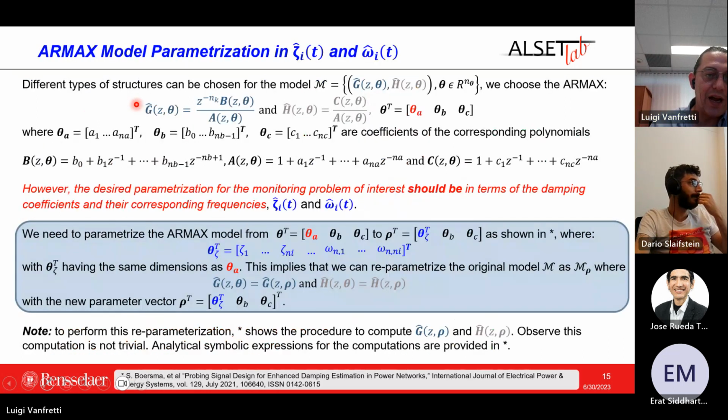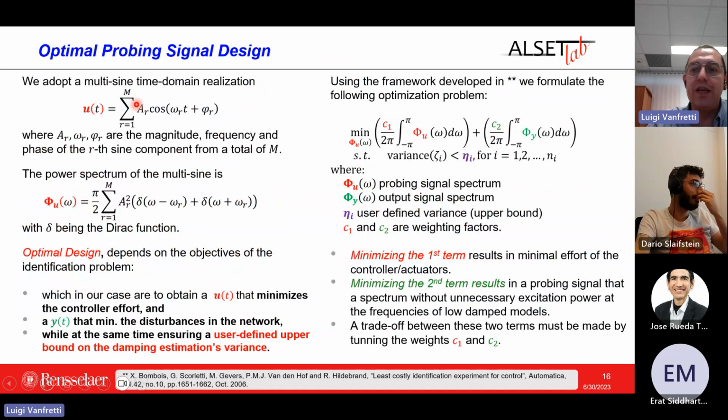Okay, so with that, now that we have a model structure, we design the probing signal. We will use a multisine time domain realization, so basically a sum of cosines with frequency omega r, phase phi r, and magnitude alpha r. Now, the power spectrum of the signal, psi u of omega, is basically a Dirac function. So that means that if we use the multisine realization, the power of the signal only depends on the magnitude.